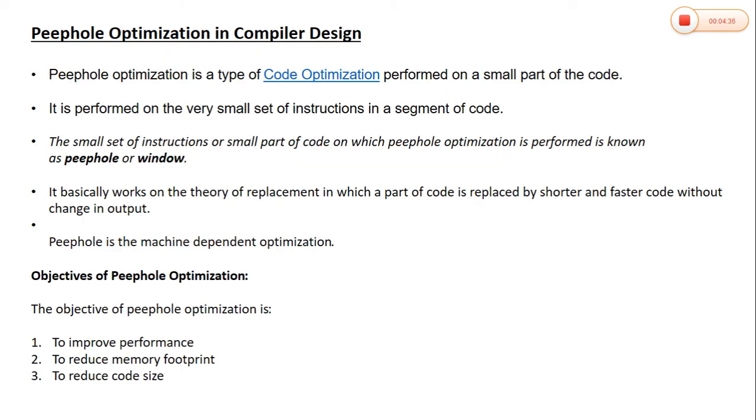Now next kind of optimization is peephole optimization. So what is peephole optimization? Peephole optimization is a code optimization performed on a small part of the code.